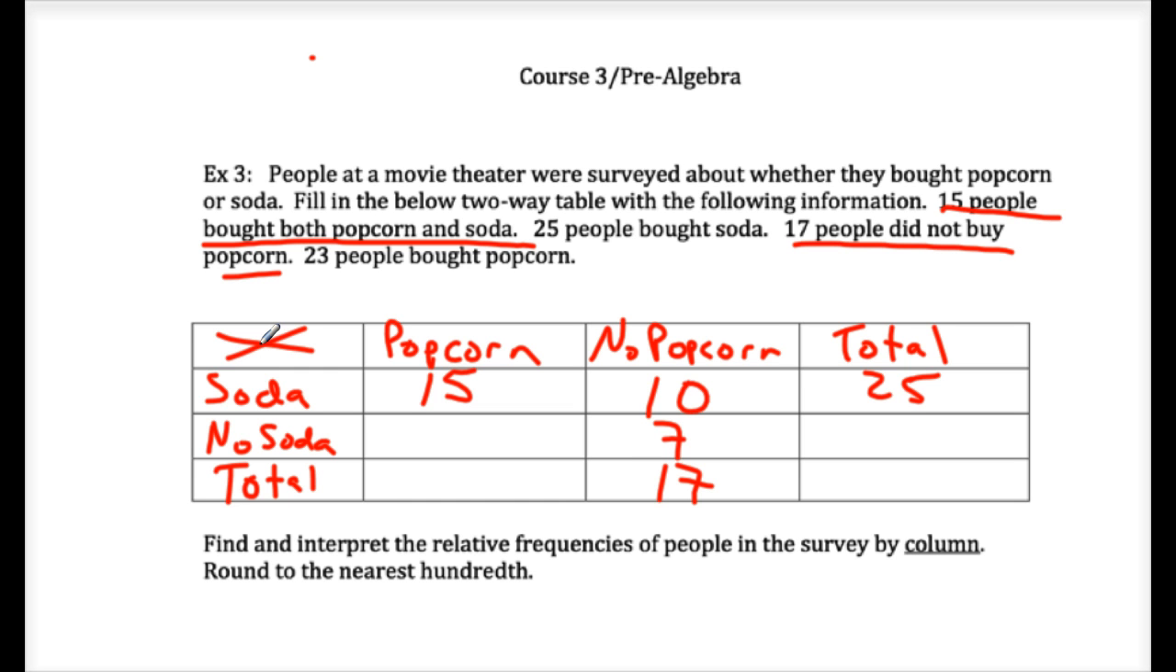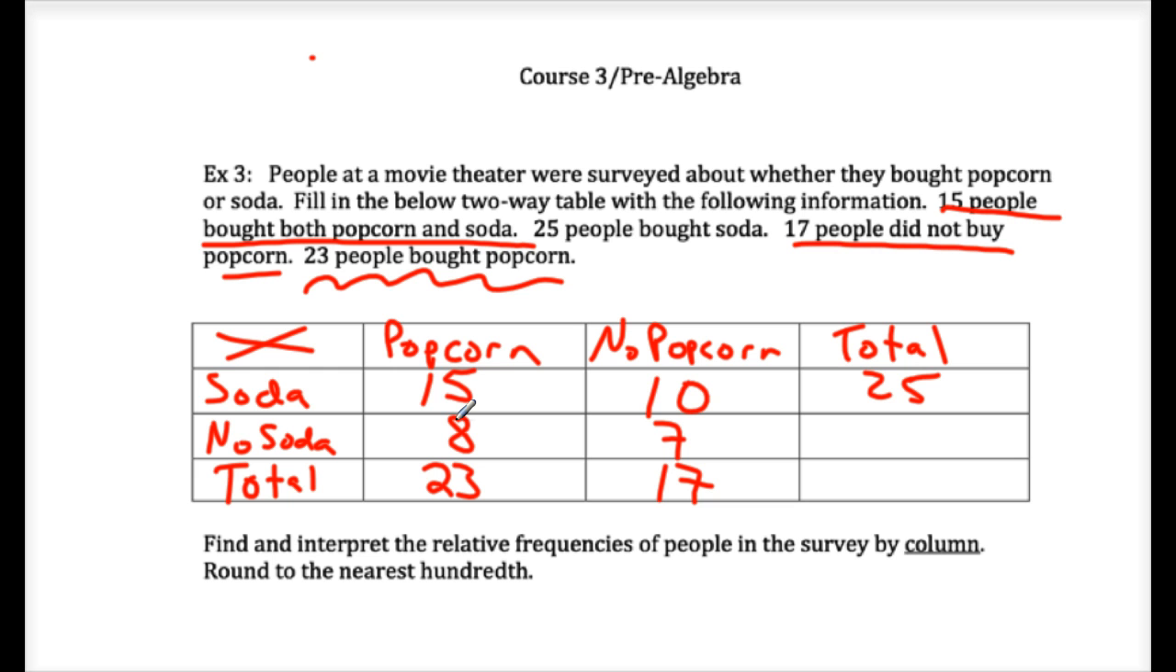All right, where does the 23 go, people? Popcorn. It goes in total popcorn. If it doesn't say anything about soda, you can't put that in the soda box. That's definitely a total. So, how many people bought popcorn but no soda? 8. The difference between the two.